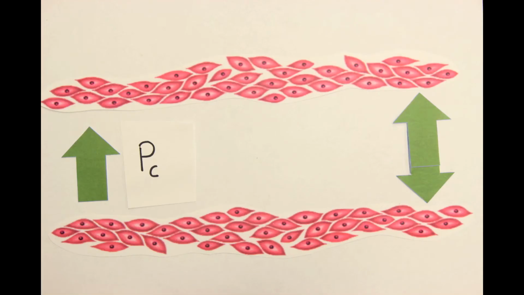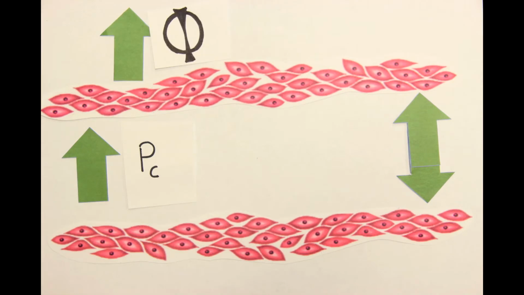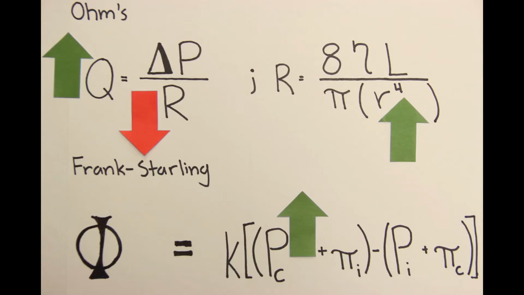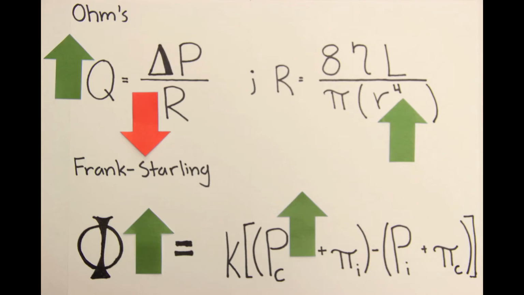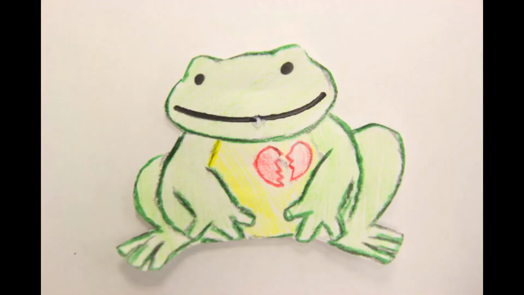The dilation also increases the pressure inside the capillaries. As a result, Phi, the flow through the capillary walls, increases. This can be explained by the Frank-Starling hypothesis. This increase in Phi results in a fatter frog.